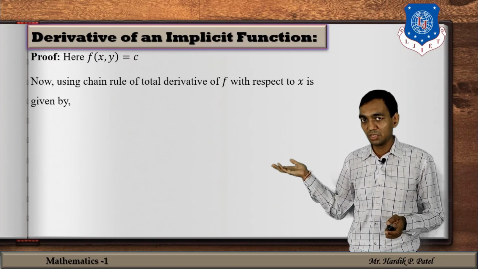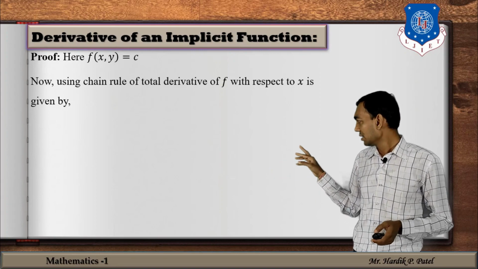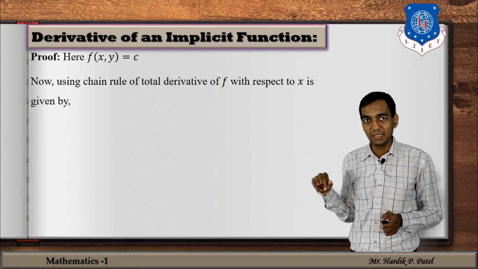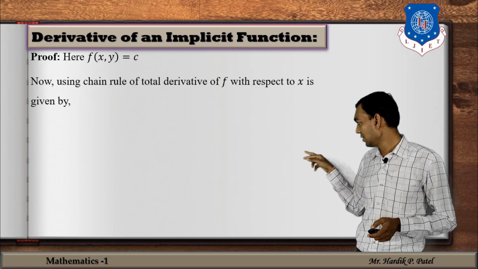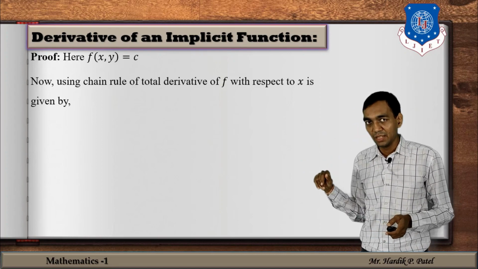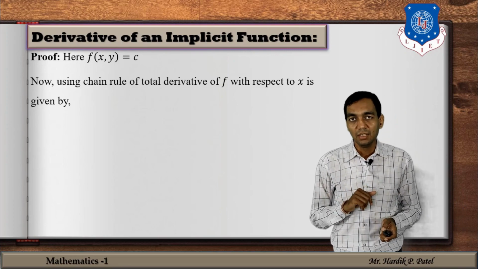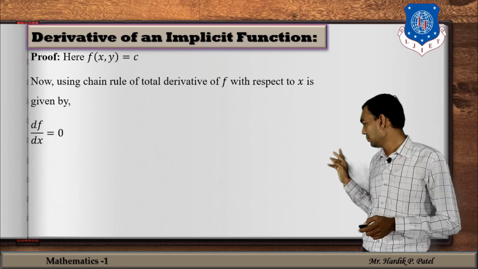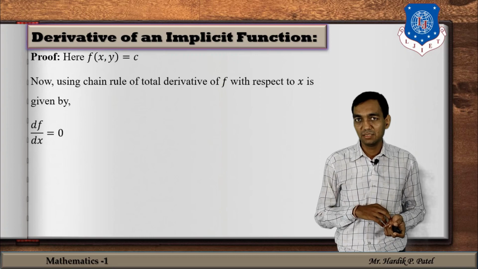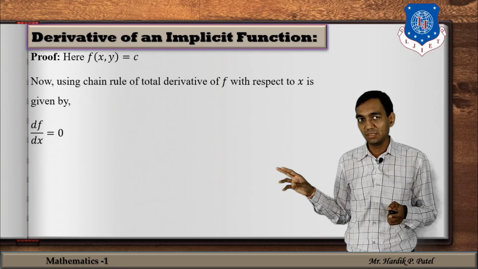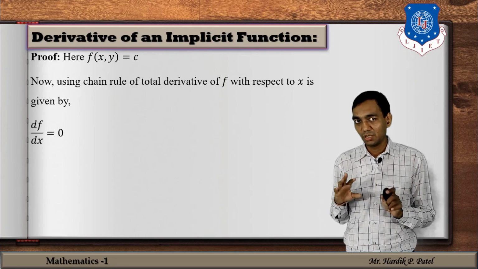We are going to use the chain rule. You are considering that f(x, y) is equal to a constant, that means f is a function of x and y, and we have assumed that y is a function of x. Also, the derivative of y with respect to x is non-zero. That means del f by del y is not equal to 0.